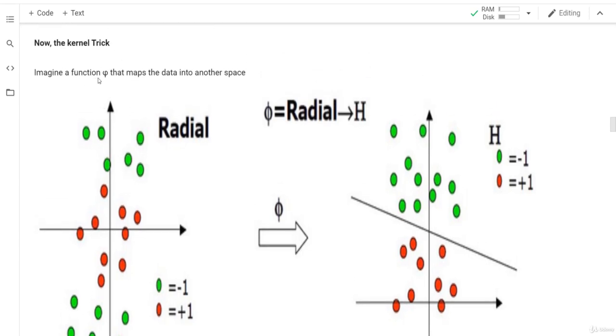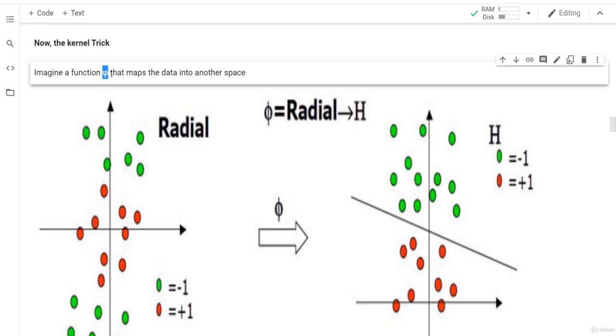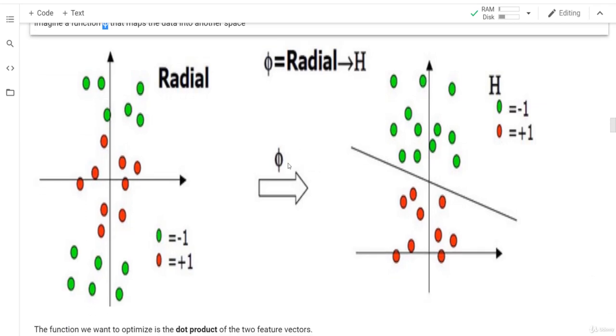Imagine that we have some function, and this function will map the data into another space. This is the idea of the kernel. The function we use is called a radial function, and we will see what we mean exactly by this when we discuss the kernel types. But basically, the radial function will take these data points and map them into the new feature space, and in the new feature space, as you can see, the red points are close to each other and the green points are close to each other, so we can separate them using a linear separator.